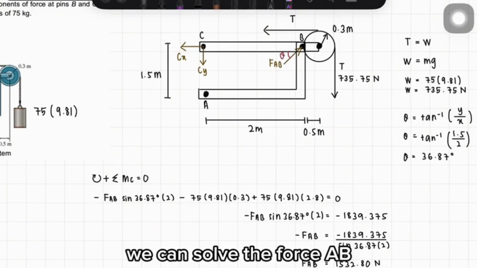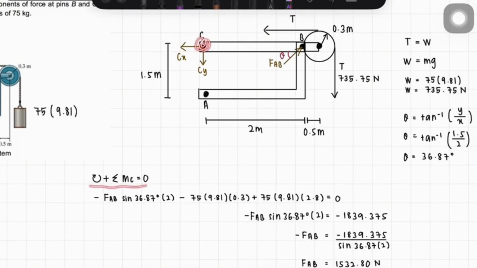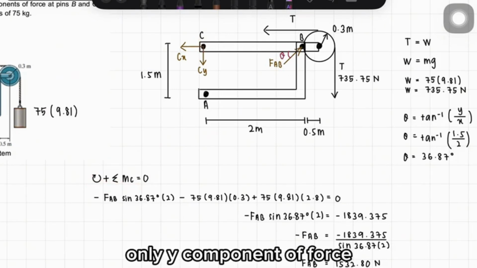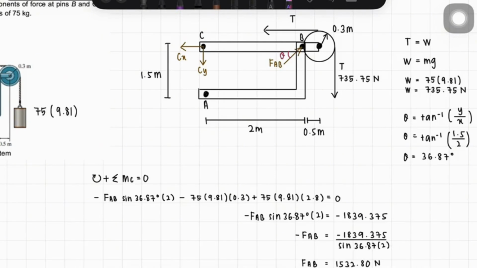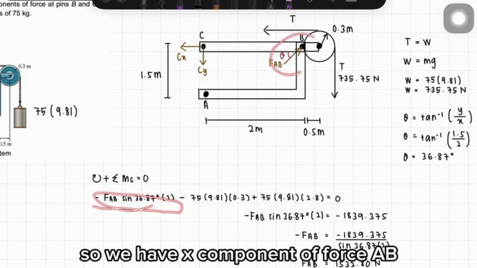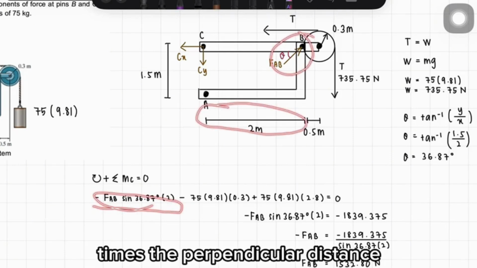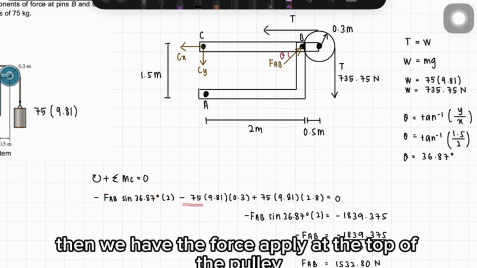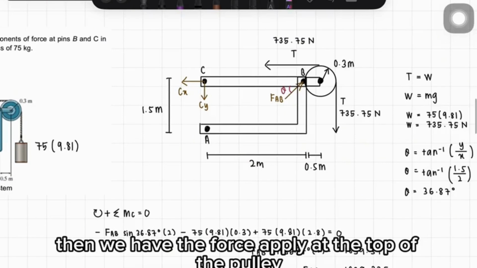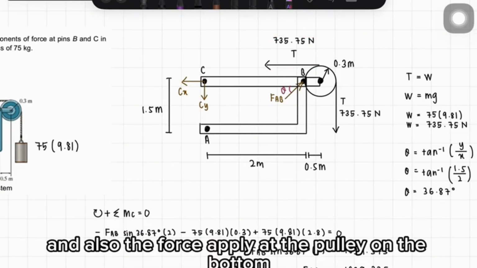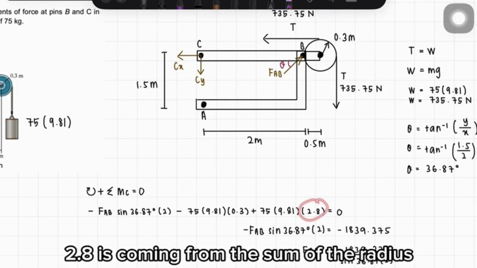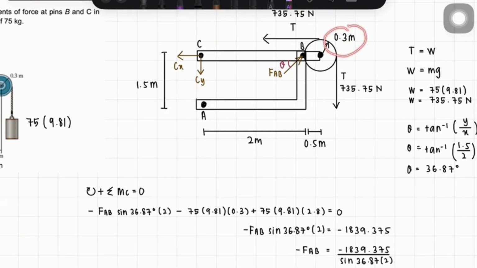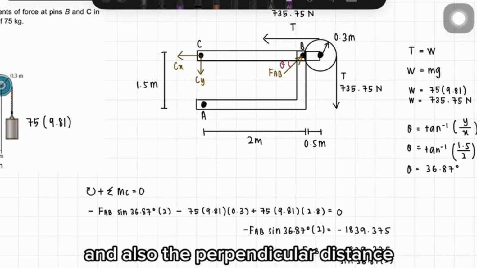We can solve for the force AB if we write a moment equation about point C. Only the y component of force AB creates a moment since the x component goes through point C. So we have the x component of force AB times the perpendicular distance. Then we have the force applied at the top of the pulley and also the force applied at the pulley on the bottom. 2.8 is coming from the sum of the radius and also the perpendicular distance.